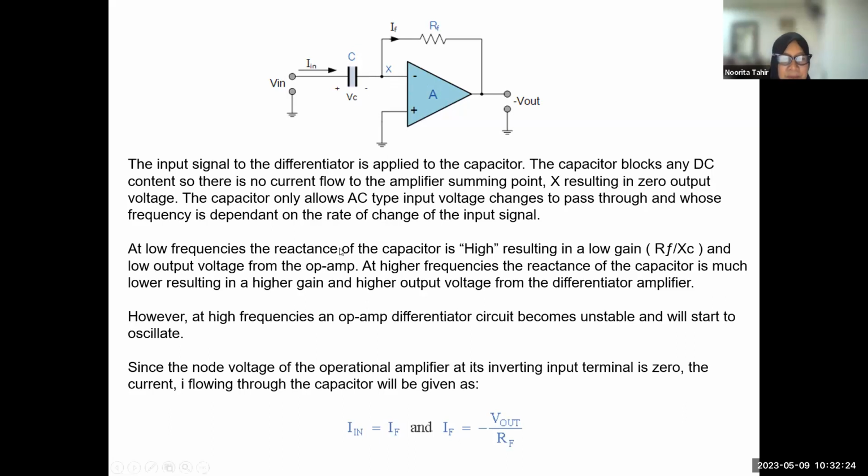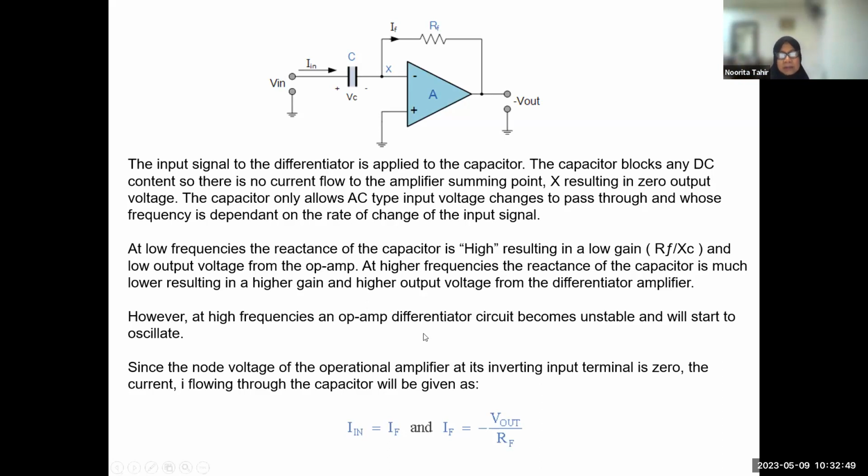So at low frequency, remember, XC is equal to 1/(2πFC). When F is low, XC will be high, and vice versa. So at high frequency, it will be the other way around.